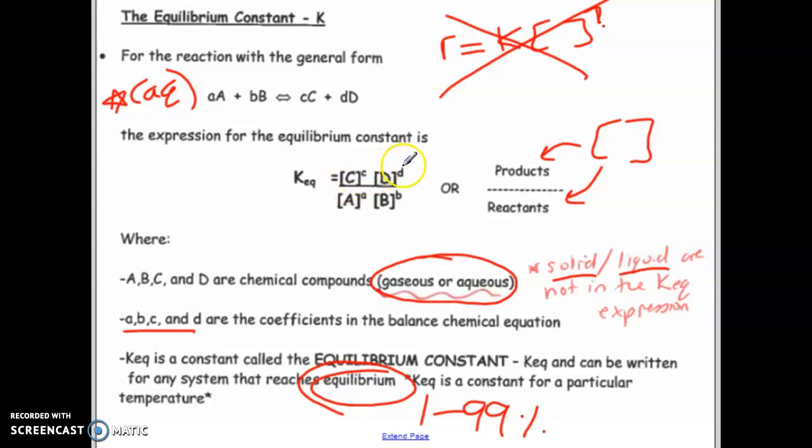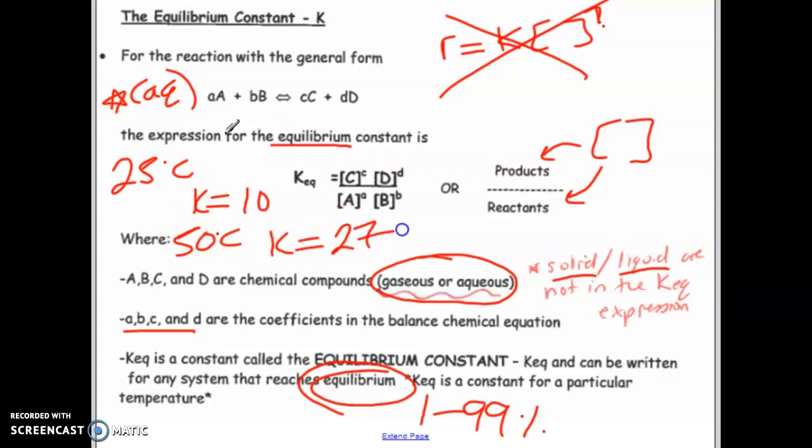Now, the concentrations that are plugged into this K have to be at equilibrium, and it is for a particular temperature. So what I mean by that is, let's say for a reaction at 25 degrees Celsius, the K value is 10. But maybe at 50 degrees Celsius, the K value is 27. The K value will change depending on the conditions that the reaction is happening under.